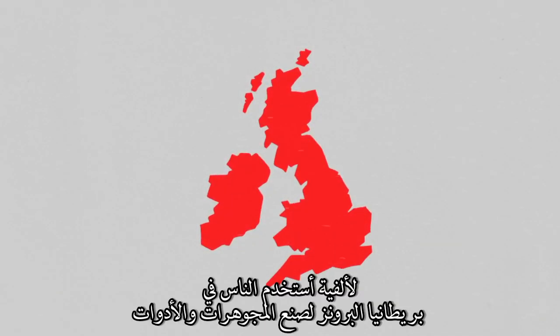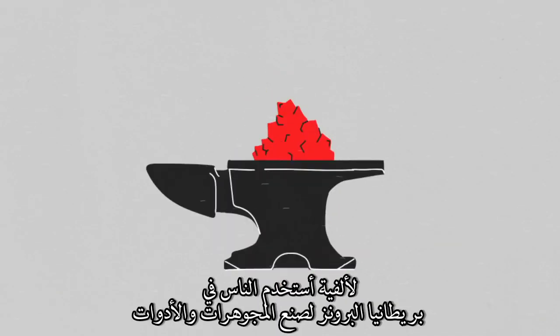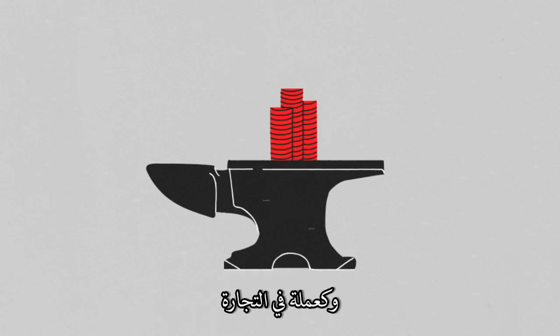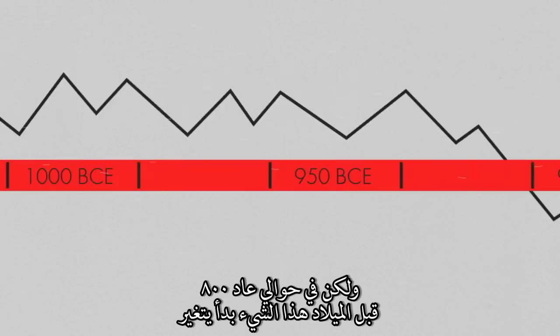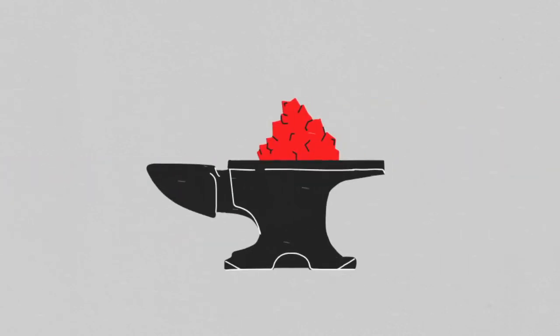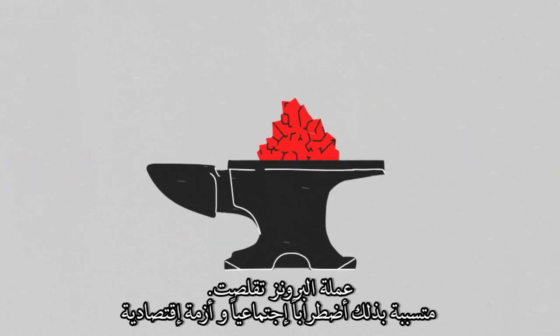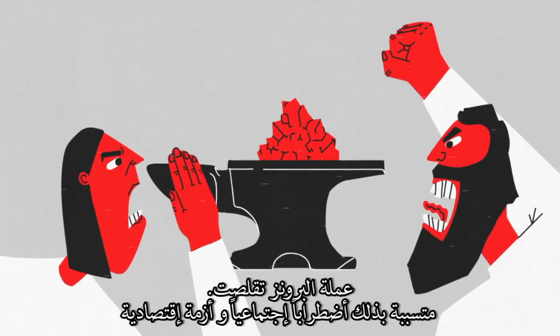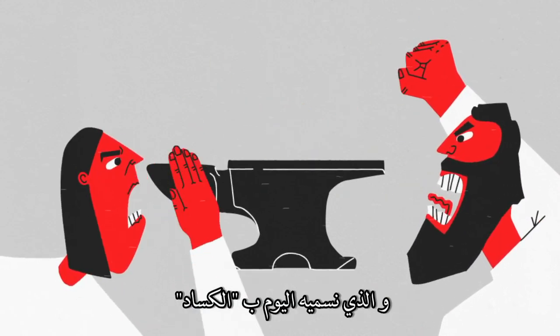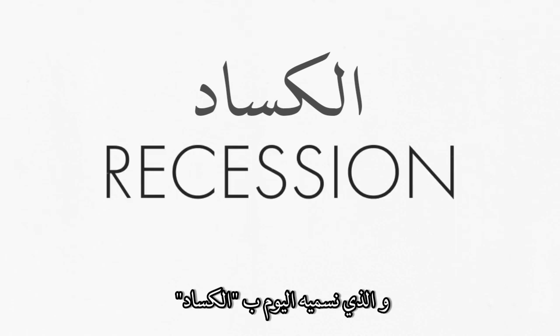For millennia, the people of Britain had been using bronze to make tools and jewelry and as a currency for trade. But around 800 BCE, that began to change. The value of bronze declined, causing social upheaval and an economic crisis, what we would call a recession today.